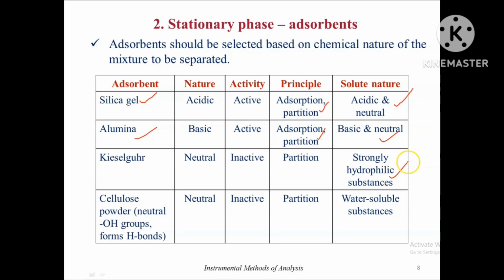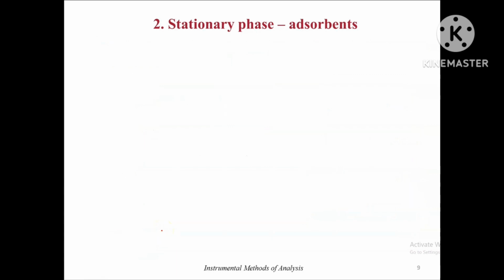In case of strongly hydrophilic substances, Kieselguhr can be selected as adsorbent, where the principle of separation is based on partition. For water-soluble substances, cellulose powder can be used as adsorbent. The cellulose powder consists of neutral OH functional groups which have the ability to make hydrogen bonding. In this case, the principle of separation is based on partition. So this is how, based on the nature of the solute, we have to select the adsorbent.